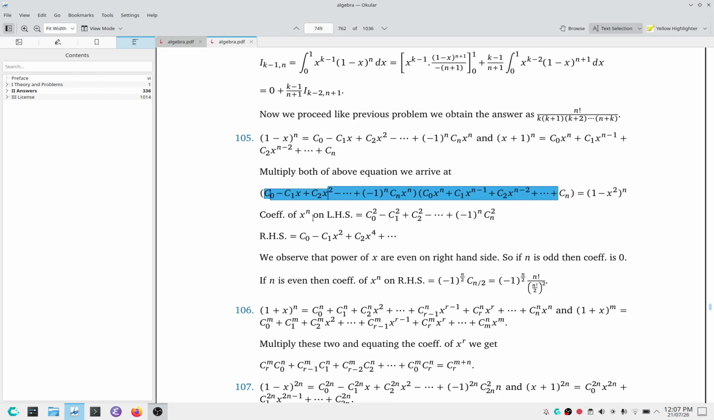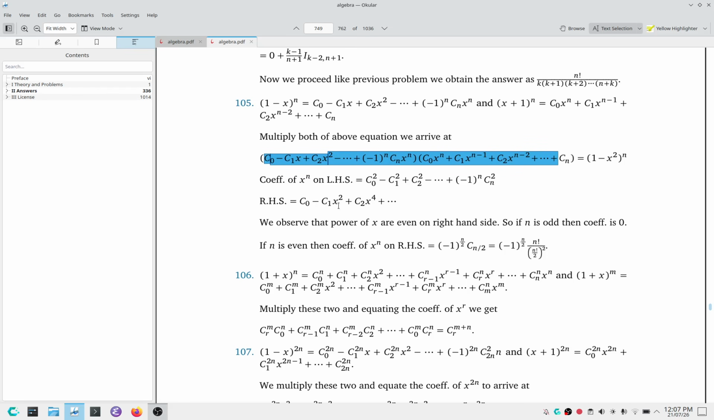Now the coefficient of x^n on the left hand side is C0^2 - C1^2 + C2^2 up to (-1)^n Cn^2. The right hand side is C0 - C1x^2 + C2x^4 and so on. We observe that the powers of x are even on the right hand side, and so if n is odd, then the coefficient is 0. If n is even, then the coefficient of x^n on the right hand side is (-1)^(n/2) Cn/2. That is (-1)^(n/2) n!/((n/2)!)^2.